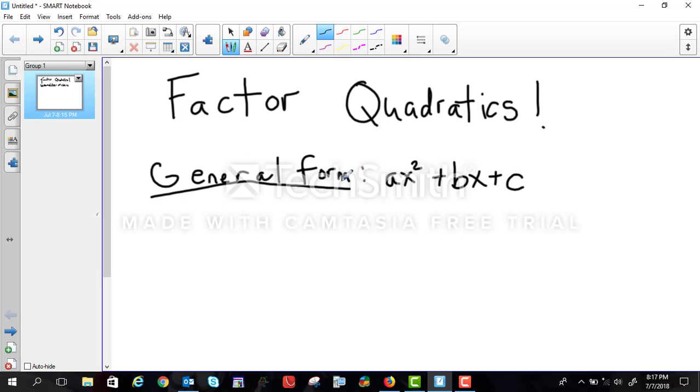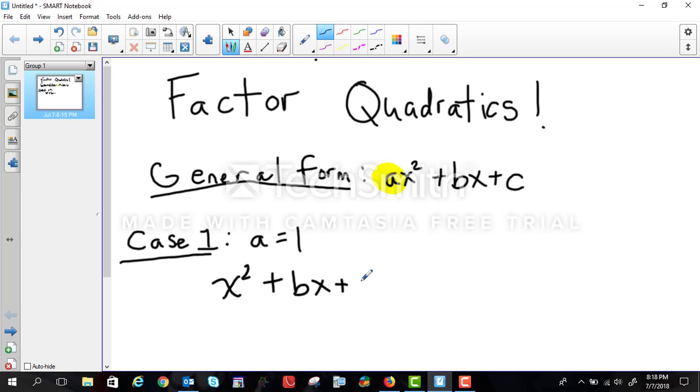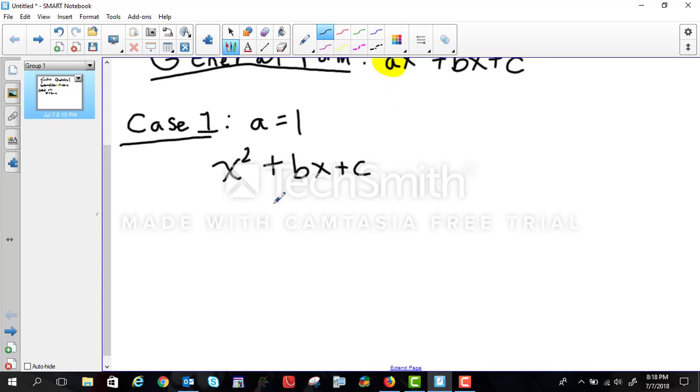And so we're going to look at two cases for this. The first of which we're going to say case 1. That's when a is equal to 1. So we're talking about this a right here being 1. If that's the case, then our quadratics now look like this. They're x squared plus bx plus c. So you'll notice that there's just x squared there.